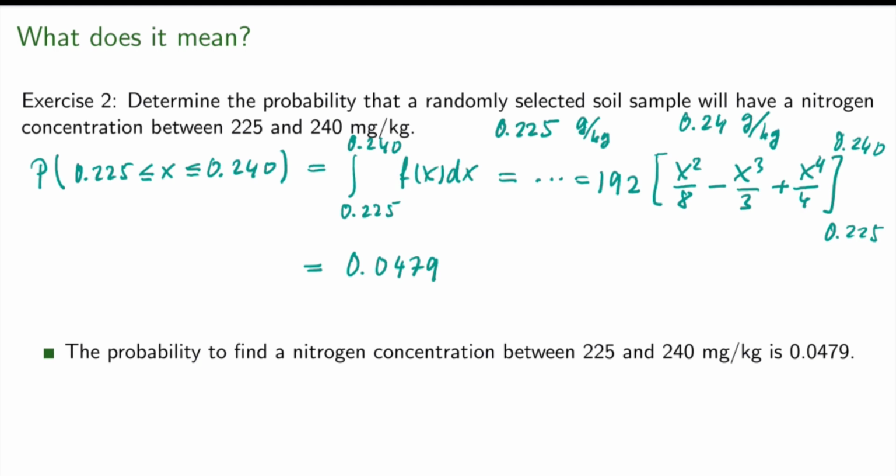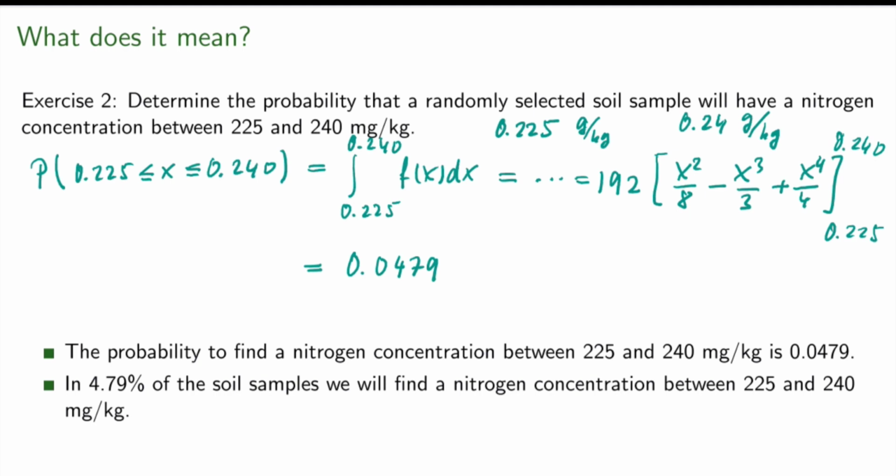There's another way you can see this. If you multiply this number by 100, you get a percentage. And so then 4.79 is the percentage of soil samples which have a nitrogen concentration in this interval, 225 and 240 milligram per kilogram.